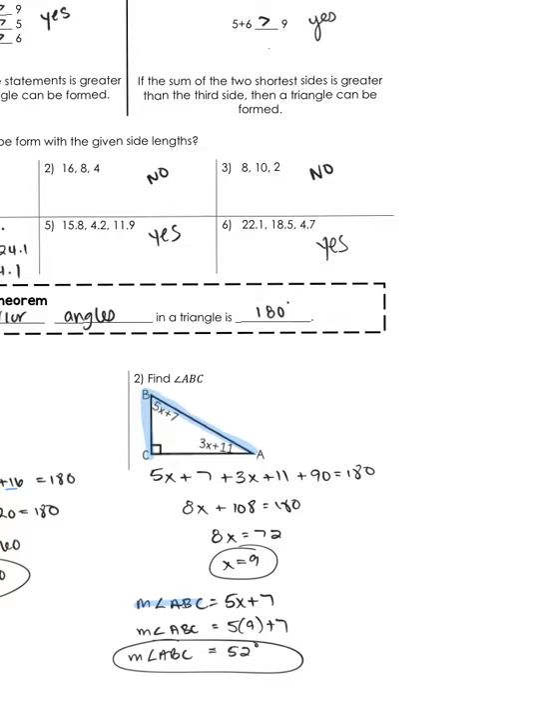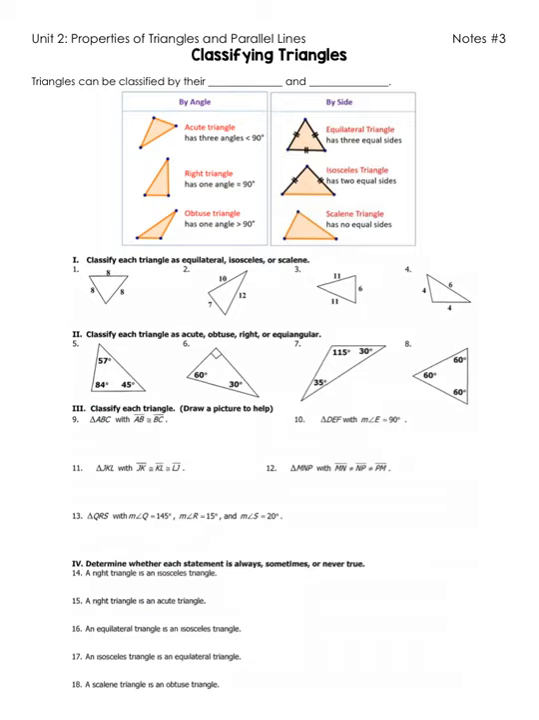So that's the summary of what we did in our discovery activities. But our other learning target talked about classifying triangles. So now that we know some more information about triangles, we can start classifying them. Triangles are classified by their angles and by their sides. So when we name a triangle, it gets 2 names. It gets a name based on its angle measurements, and it gets a name based on its side lengths.